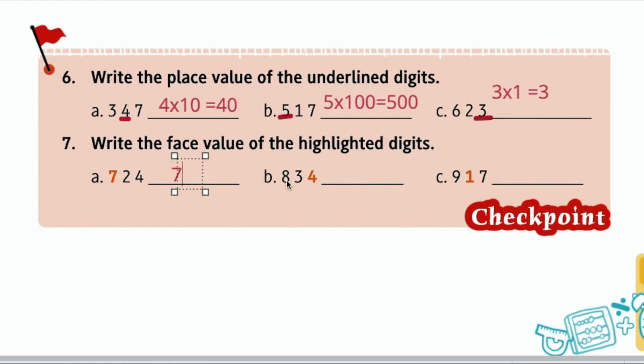B, we have 834. So 4 is in ones place, 3 is in tens place, and 8 is in hundreds place. So here they have highlighted 4. So you have to write the face value of 4 ones, which is just 4. C, 917. 7 in ones place and 1 in tens place and 9 in hundreds place. Here they have highlighted 1, which is in tens place. So the face value of 1 ten is 1.